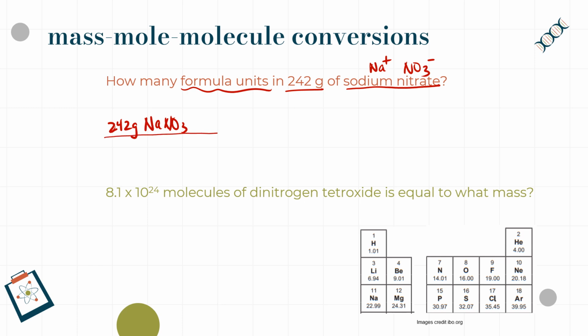So step 1 is going to be to convert our grams to moles, because our periodic table gives us molar mass. Grams on the bottom and moles on the top. We're going to add sodium and nitrogen and 3 of these oxygens. 22.99 plus 14.01 plus 3 times 16.00 gives us a grand total of 85.00. We're going to keep our sig figs, grams per 1 mole of sodium nitrate.